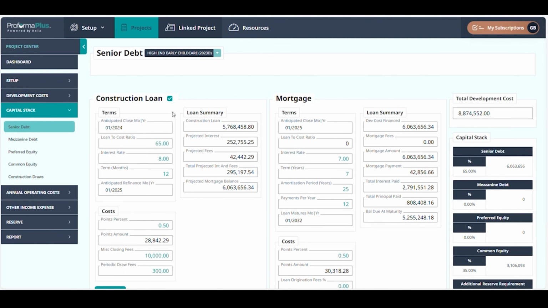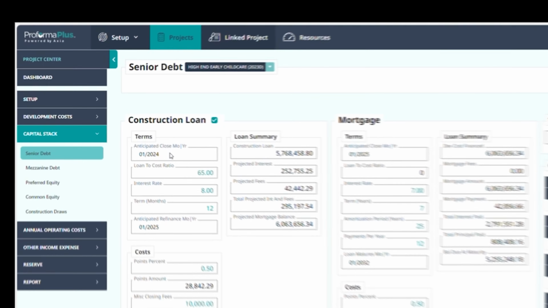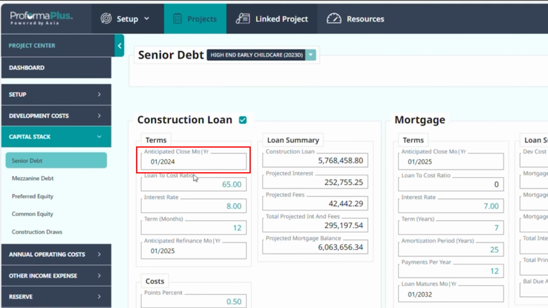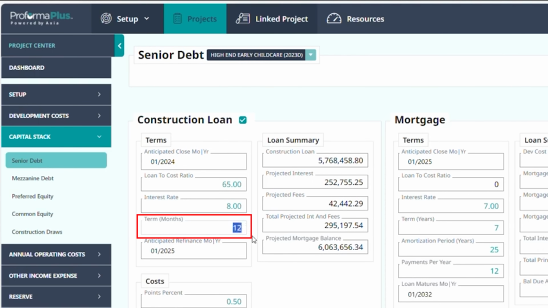So I've already given it in my initial data entry, I've already told it when we close, and then I'm going to designate that this particular term is going to be 12 months for construction. And then my anticipated refinance date that I've tied to my absorption, or when it goes from construction to permanent, I've given it a date prior to this as well.